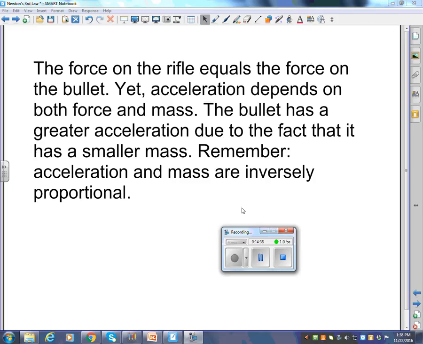Things like bullets. Okay? So what's equal? The forces. What's not equal? Acceleration. You think I'm going to test you on that? Yep. You betcha.